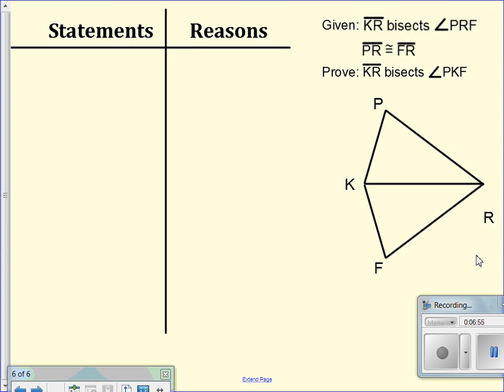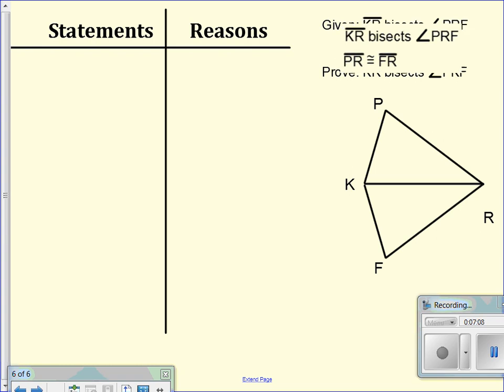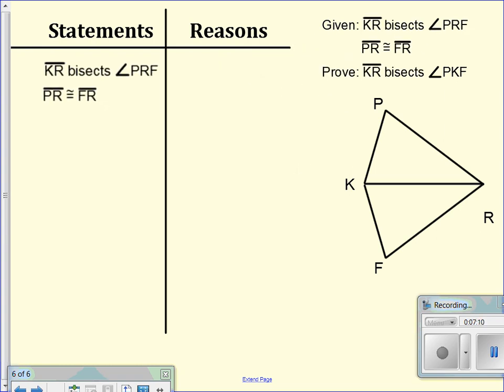All right, last one, last proof we're going to do here. We want to prove that KR bisects angle PKF. Okay, but again, it's good to have that end step in mind, but always be starting off with your givens. Let's go read this. Statement 1, statement 2, reason 1, reason 2, all given. So we're literally just copying that down gets you those points. From there, you should mark it up.